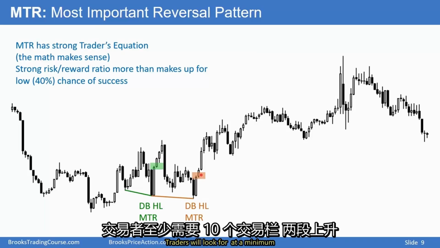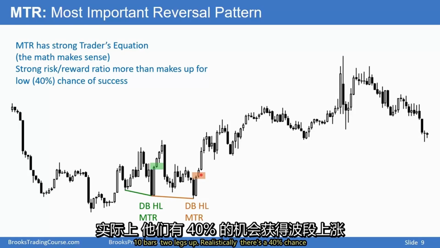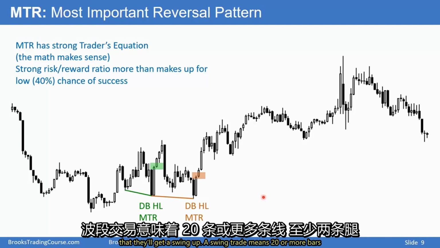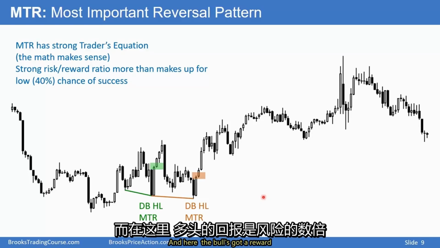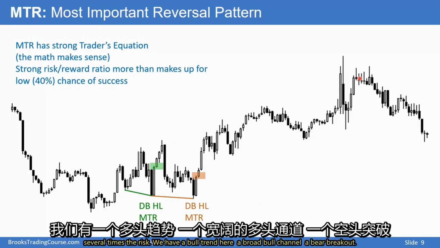Traders will look for, at a minimum, 10 bars, 2 legs up. Realistically, there's a 40% chance that they'll get a swing up. A swing trade means 20 or more bars, at least 2 legs, and at least a reward twice the risk. And here, the bulls got a reward several times the risk.